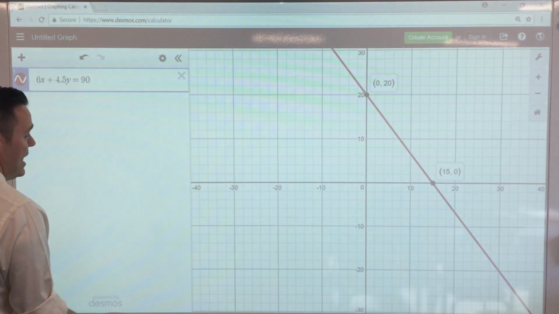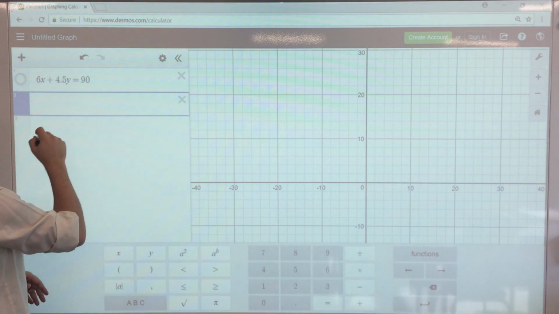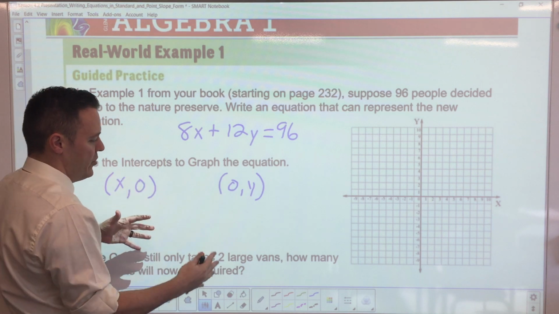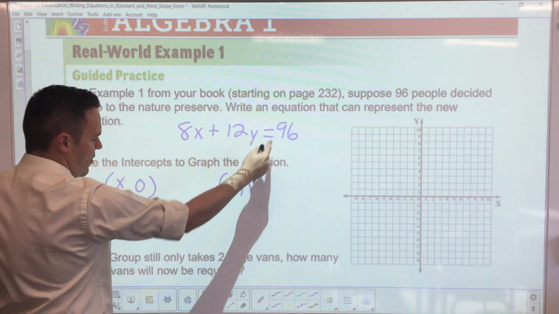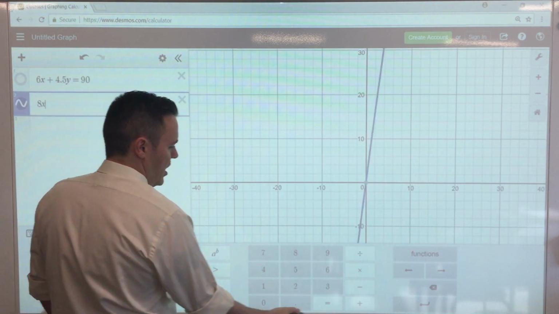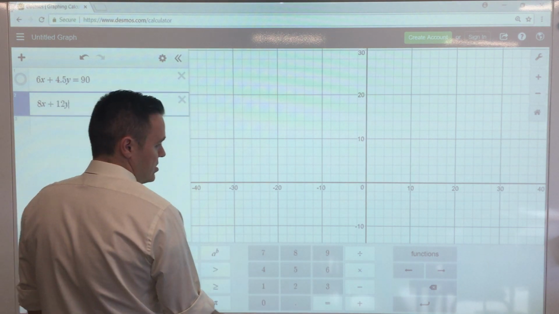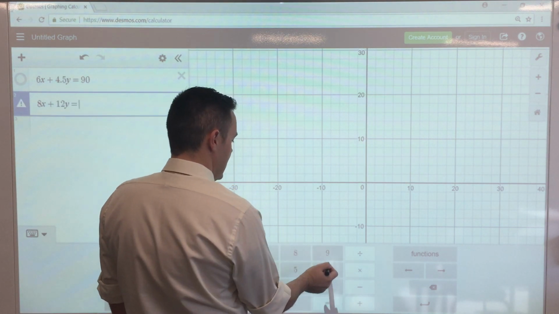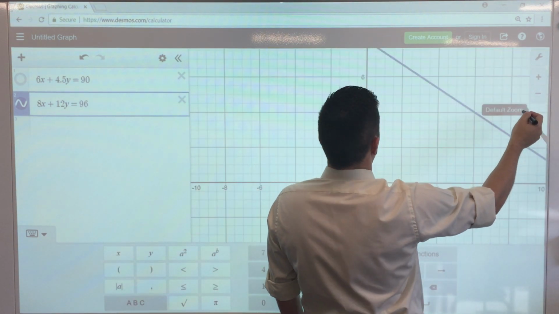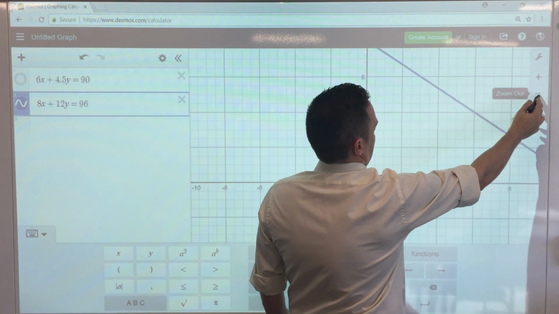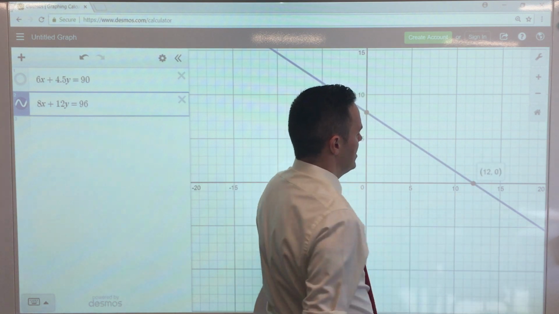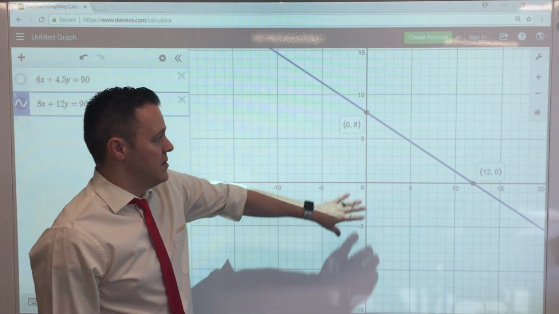Now, am I going to regret this later? Possibly. But when it comes to time to take the test, ladies and gentlemen, and to actually answer this and to move on, I don't think it's going to cost you at all. 8x plus 12y equals 96. Bam, there's my answer. Okay? Let me zoom in a little bit. Actually, let me go home, and then I'll zoom out once. Whoops, wrong way. Okay, here's my zoom out. What is my y-intercept? 8. What is my x-intercept? 12.